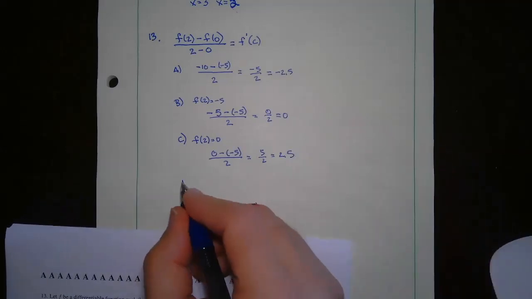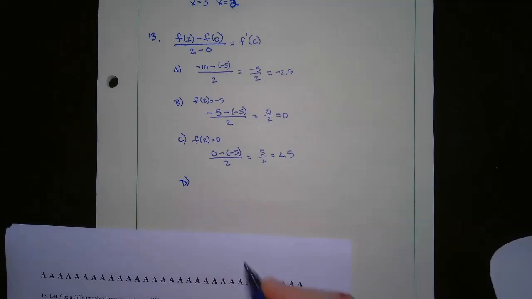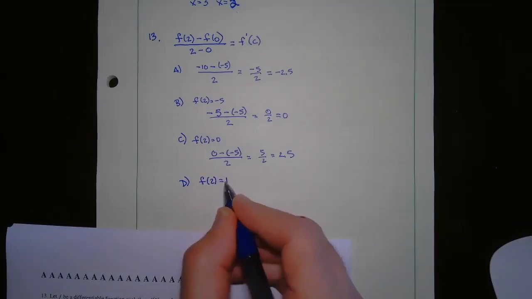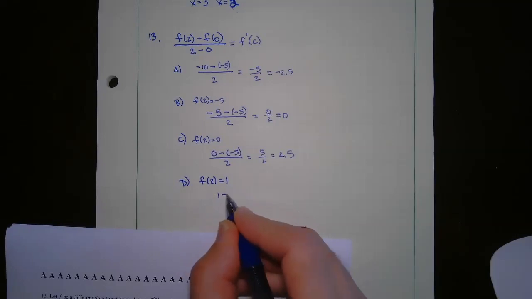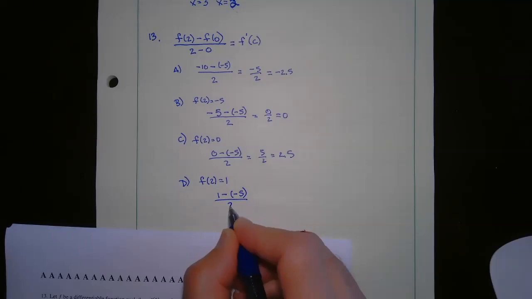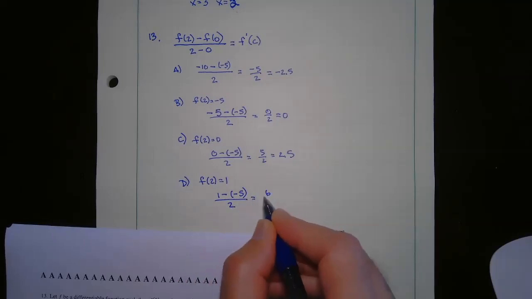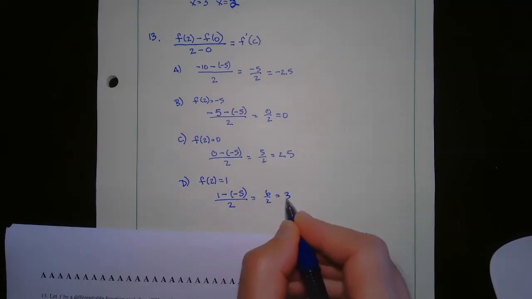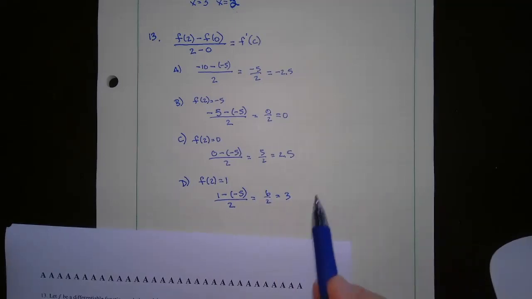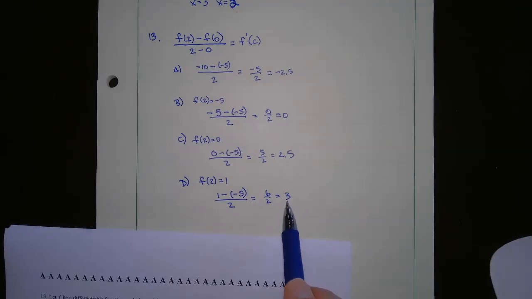And then for part D, it's saying f of 2 is equal to 1. So that'd be 1 minus negative 5 over 2 minus 0, which is 2. And so that'd be 6 over 2, which is equal to 3. Okay, that's fine because, remember, the mean value theorem says there must be a derivative that's the same as this, right? So there has to be a derivative that's 3, okay?